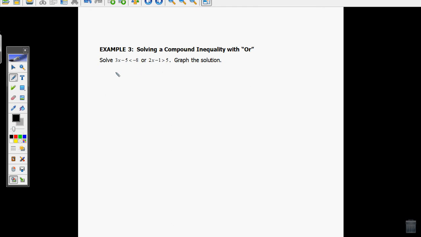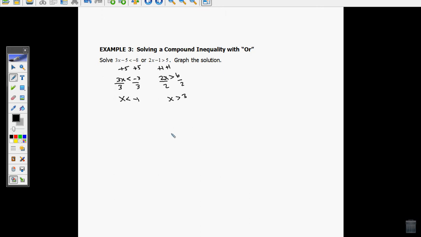So over on this one, I'm just going to solve this one simply by adding 5 to both sides. And I get 3x is less than negative 3. And then I divide by 3. Now, remember that even though this number is a negative, the number I'm dividing by is not negative. So the sign does not change. x is less than negative 1. And over on this one, I am simply going to add 1 to both sides so that 2x is greater than 6, divide by 2, and x is greater than 3.